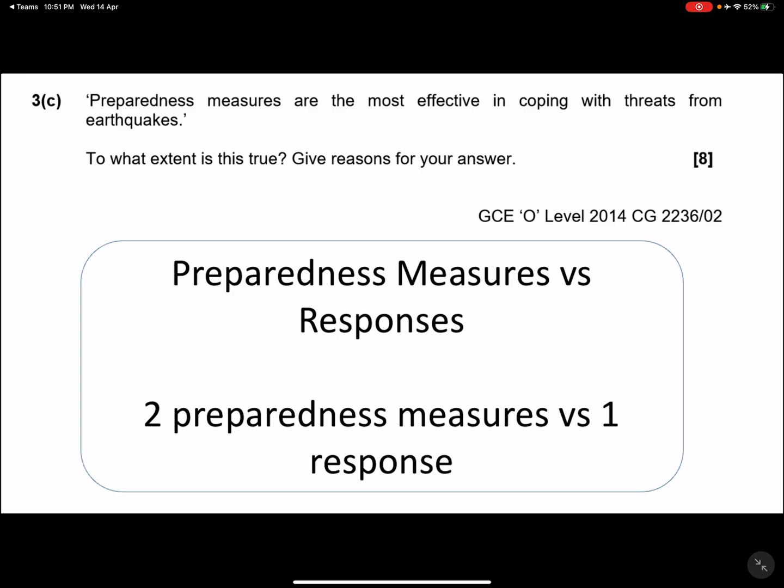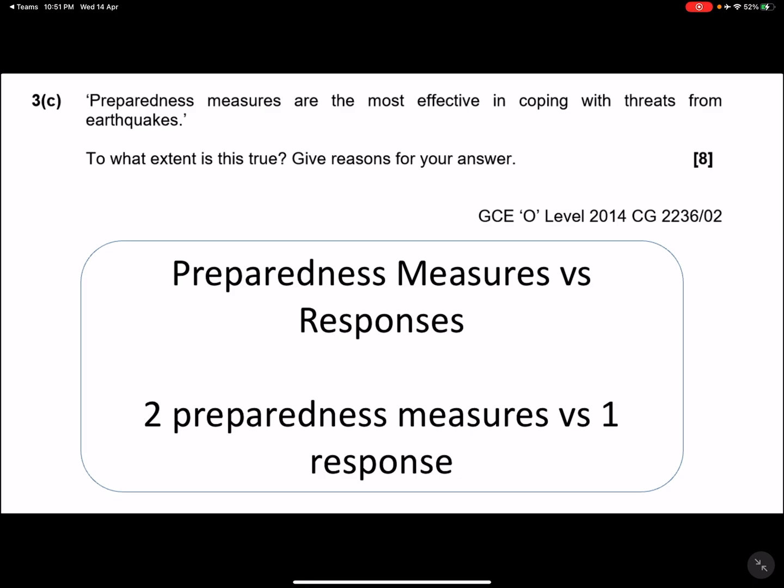Okay, LRQ: preparedness measures are the most effective in coping with threats from earthquake. Now remember what I said in class, you cannot talk about preparedness measures alone, because preparedness measures alone are not gonna really work. So preparedness measures versus your responses.